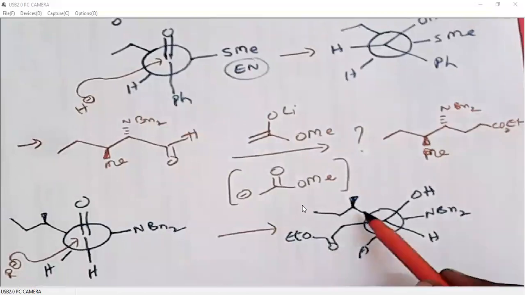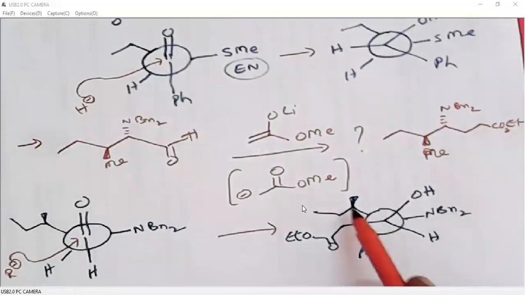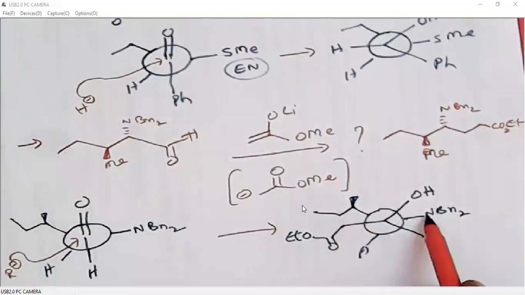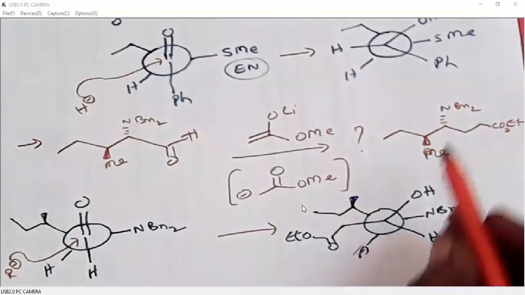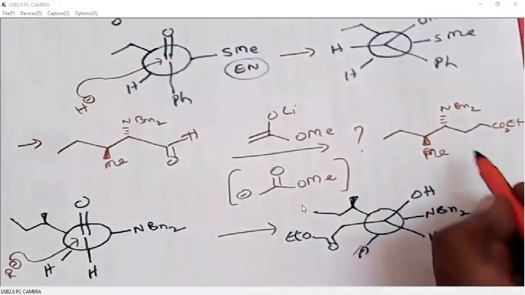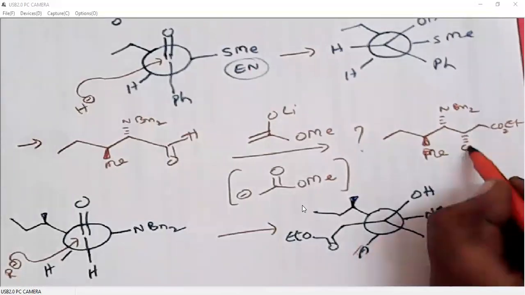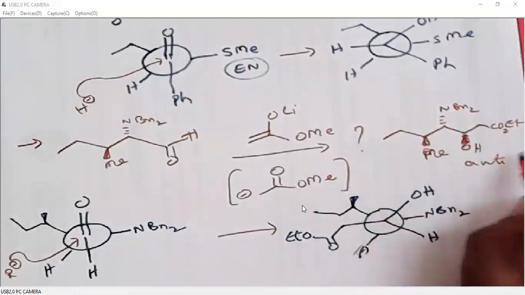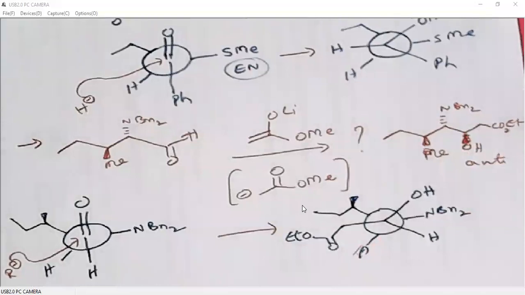Then when we rotate it 120 degrees, this fellow will come here. So then these will be anti to each other. Then when we rotate the back carbon 120 degrees, this nitrogen will come here. That means OH and nitrogen are anti to each other. So the product is the anti product. Because nitrogen is below the plane, the OH will be above the plane because it is the anti product. So the major product will be the anti product.